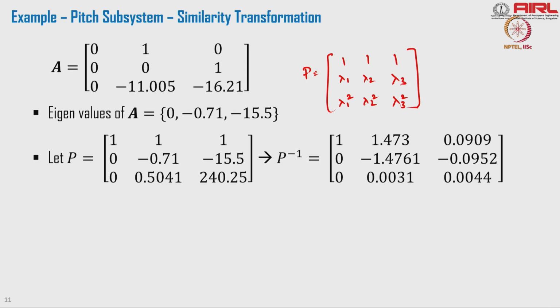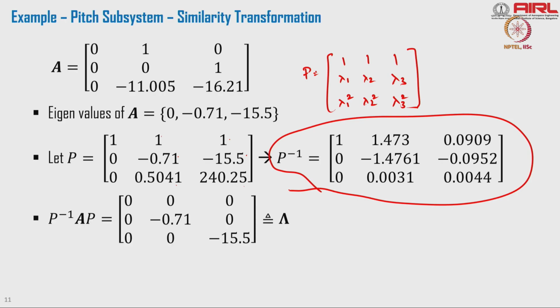So we get our P. 1, lambda 1 is 0 and lambda 1 squared is 0. Next we have 1, minus 0.71, the second eigenvalue, and lambda 2 squared, and then 1, minus 15.5 and lambda 3 squared, which is minus 15.5 squared. Now we find the inverse of the matrix, which is this P inverse matrix, and if we multiply P inverse A P, we will actually get a diagonal matrix, which we define to be capital lambda.